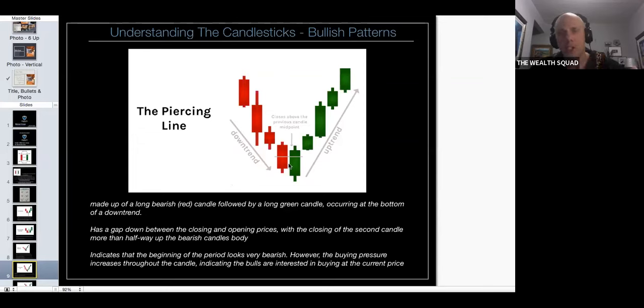Looks very bearish, right? It can be deceiving, but the buying pressure increases throughout the candle, which indicates the bulls are interested in buying at a certain share price, right? So this one can be deceiving sometimes because of where this is sort of flatlined here at the midway point. So almost every time you really need to wait for that second candle for the confirmation of where this uptrend is going to happen to the upside once it breaks this previous candle on the piercing line, right? Does that make sense?